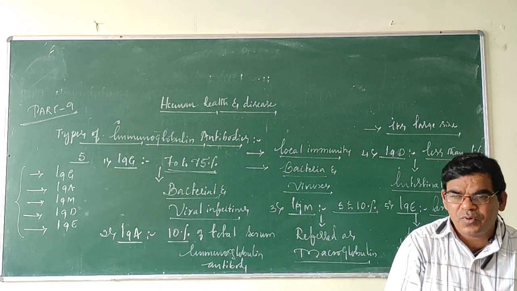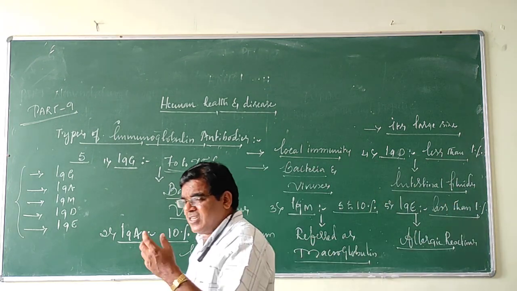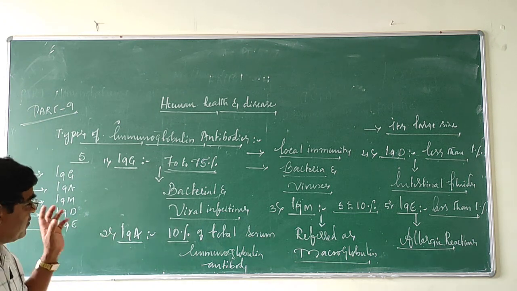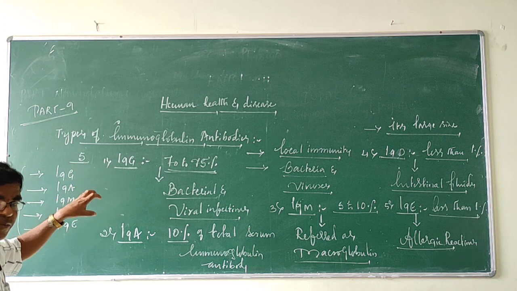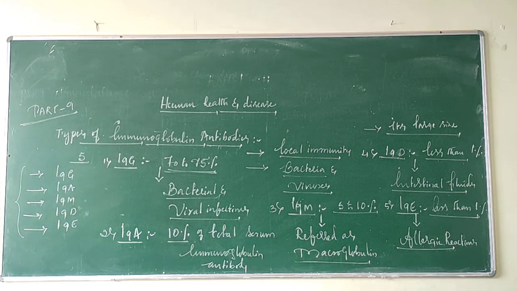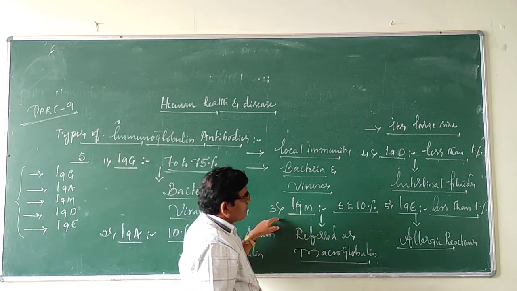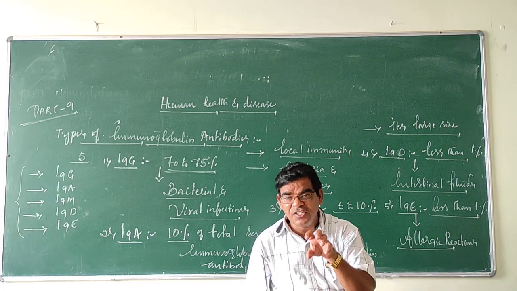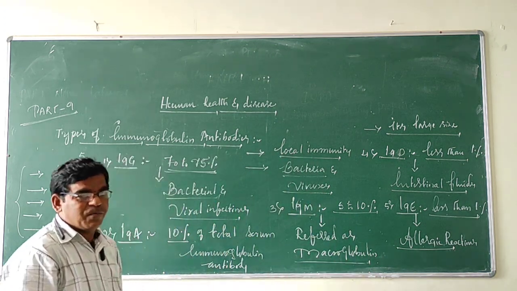In our body, millions of different antibodies are produced, but among these, these are the 5 major and very important antibodies: IgG, IgA, IgM, IgD and IgE.